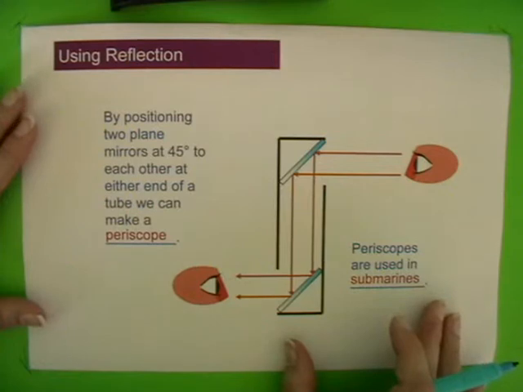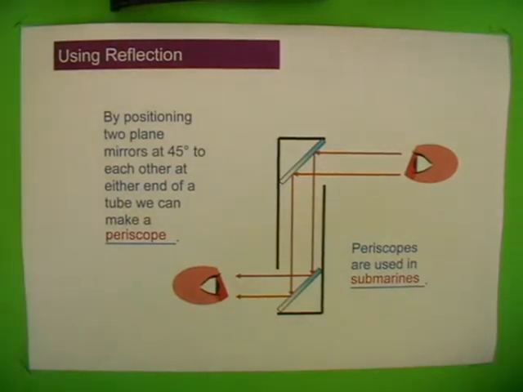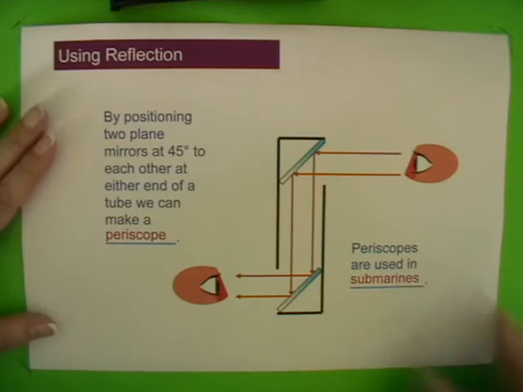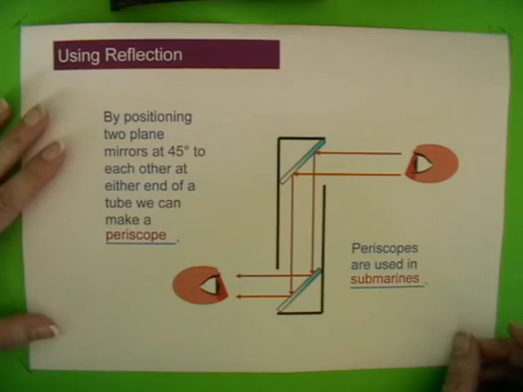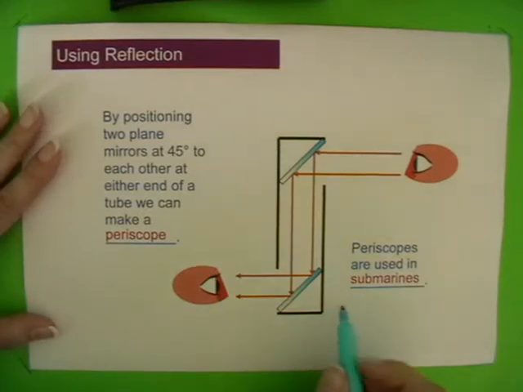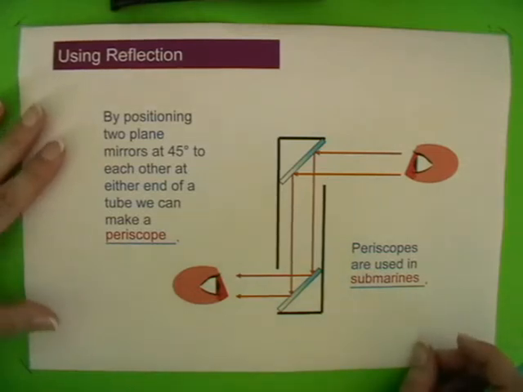Now, using reflection. Reflection is used in many varied applications, and one interesting use of reflection is in a periscope. If we position two plane mirrors at 45 degrees to each other at either end of a tube, we can make a periscope. This means that we can see objects at different heights.